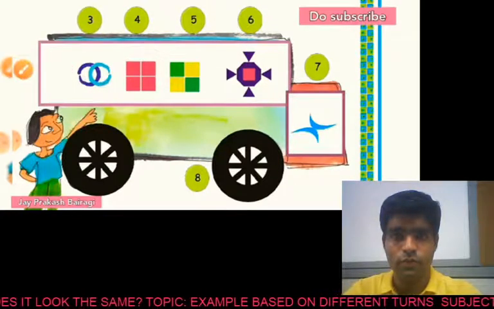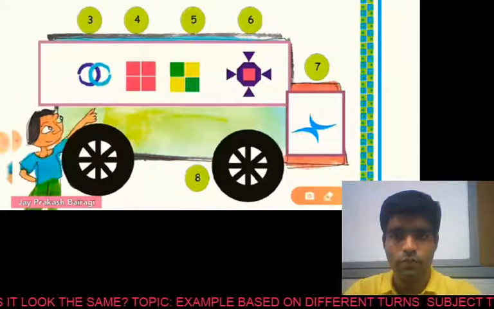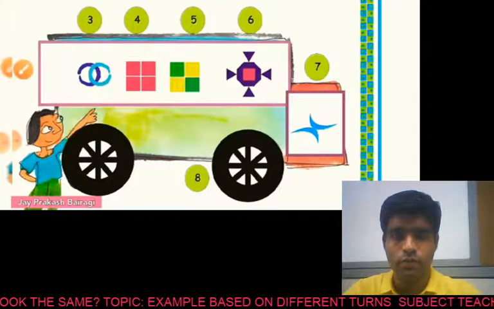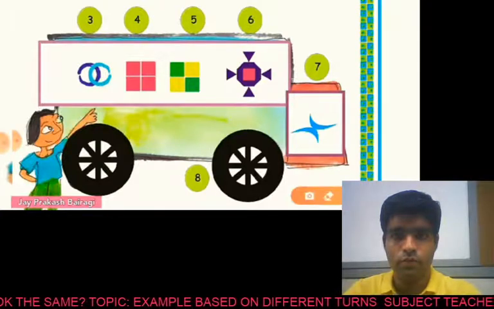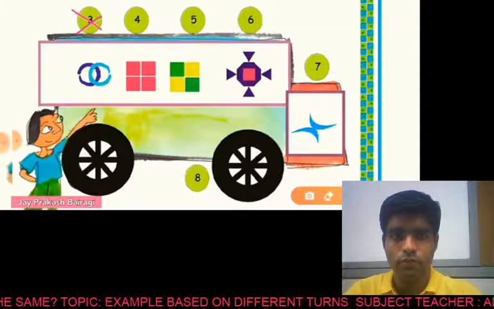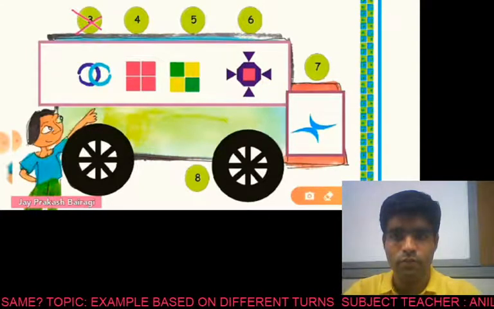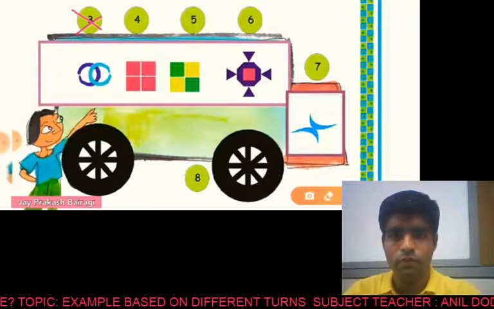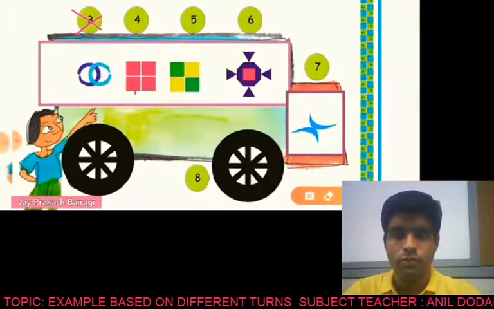Now check for half turn. In half turn it will also not be the same. Why? Because it has two different colors. So for the third picture you will put a cross. Okay, remember this. Now come to the fourth picture. We have a square divided into 4 equal small squares and all have the same color, red.